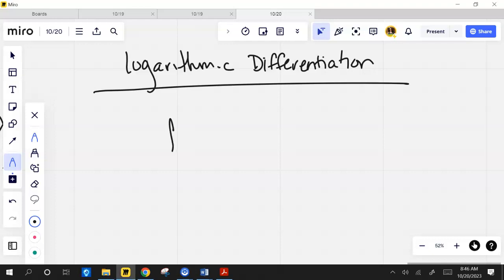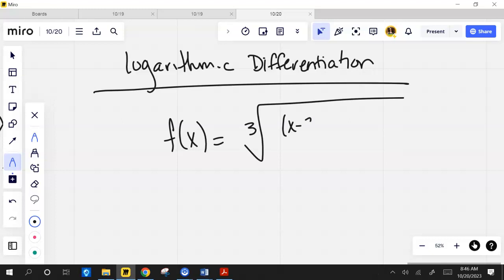So I think I'm going to show you. So if I had something like, and I'm just going to use this example that they have in the book because it looks really nasty, which is a good candidate for logarithmic differentiation. 20th power. It looks terrible, right? So if I said, find the derivative of f.